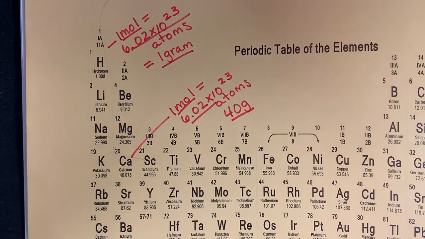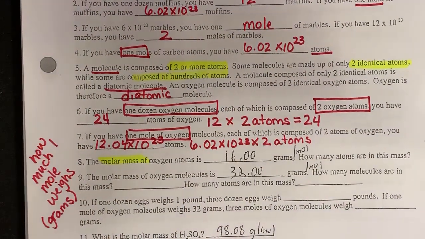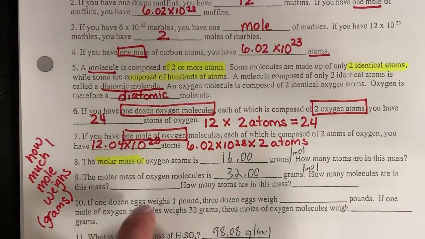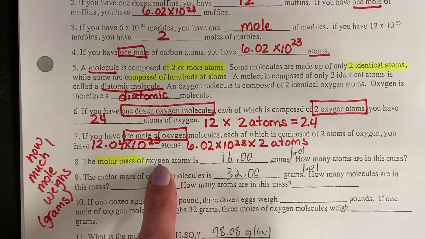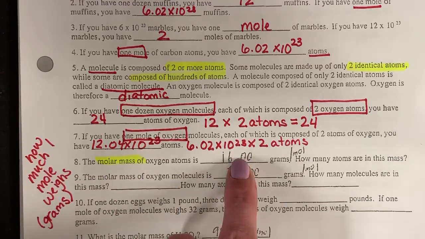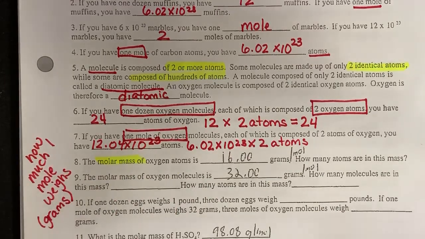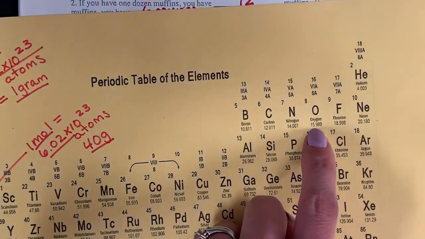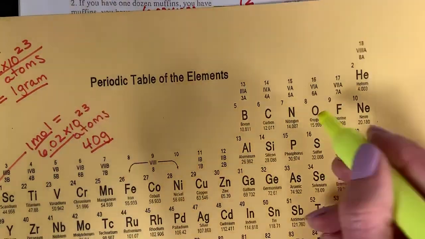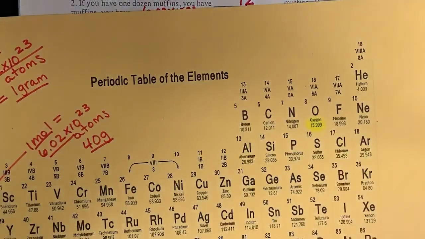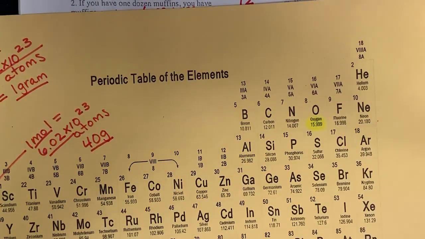Okay? So that's what we're looking at in this section here. They tell me that the molar mass of oxygen is 16 grams. If I look at my periodic table, the molar mass of oxygen is 15.999, so 16 grams. Okay?